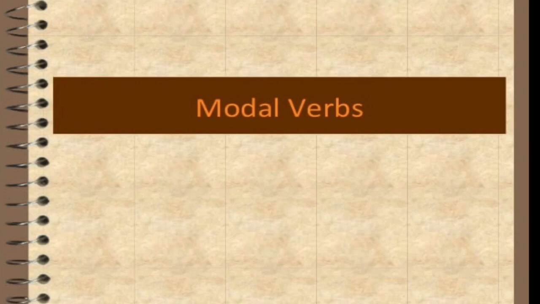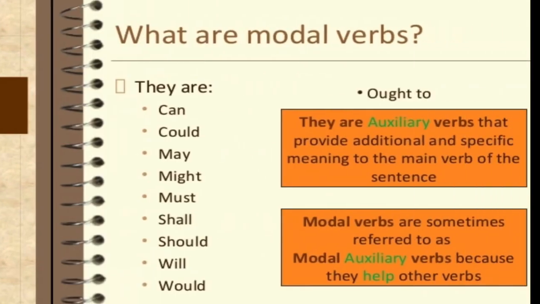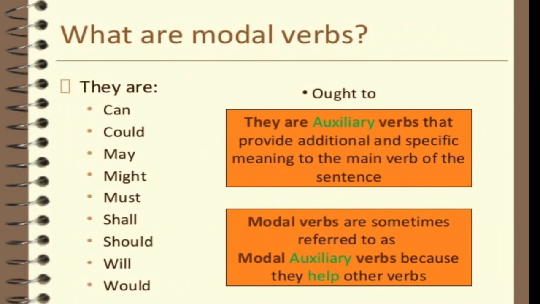Today I am going to discuss the class 12 compulsory English unit 2 grammar section, that is modal verbs. So what are modal verbs, or when you say modal verb, what comes to mind? They are can, could, may, might, must, shall, should, will, would, ought to or have to. They are modal verbs and they are auxiliary verbs as well, that provide additional and specific meaning to the main verb of the sentence.